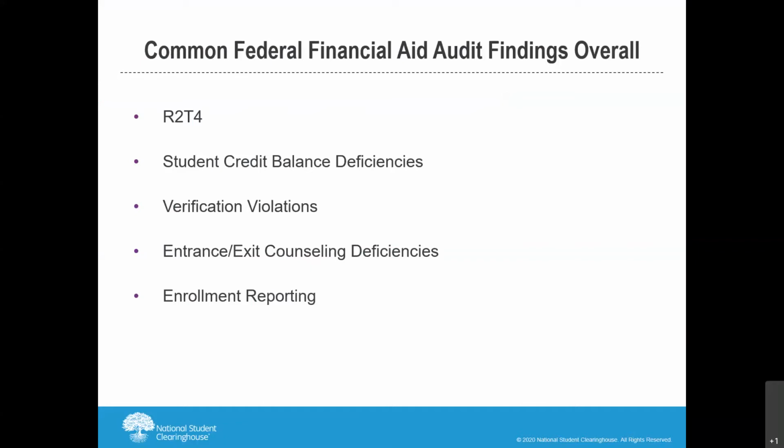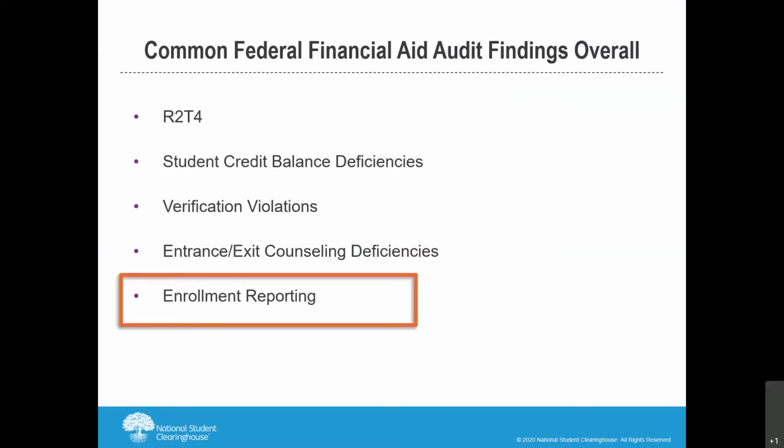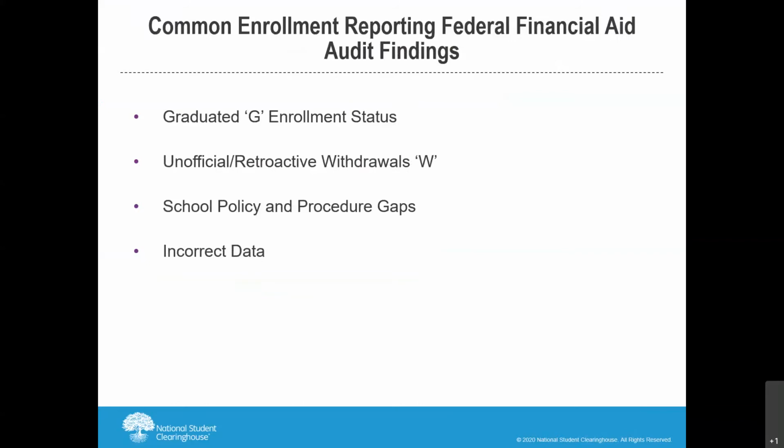The return to Title IV, so calculation issues, timing of calculation issues that can come up, pretty common. Student credit balance deficiencies as well, verification violations, entrance and exit counseling deficiencies, and then of course enrollment reporting. That's one of the top 5 common ones that come up in audit. Our focus today will be about what's related to data flowing from your school to Clearinghouse, which is enrollment reporting.